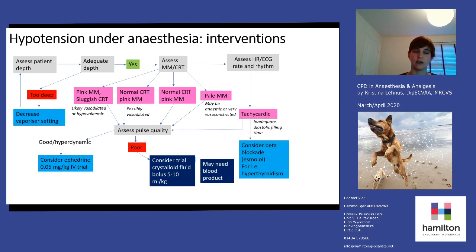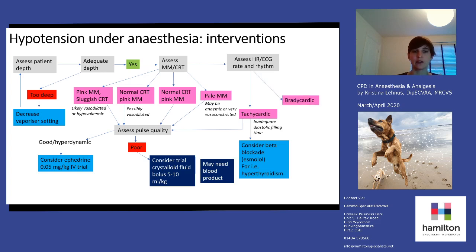So if it's tachycardic, once again you reassess your pulse quality, and you might find yourself giving fluids. If it's tachycardic and you think that it might be the tachycardia that's actually causing the hypotension, then you might need to treat that symptomatically with beta blockers, for example.